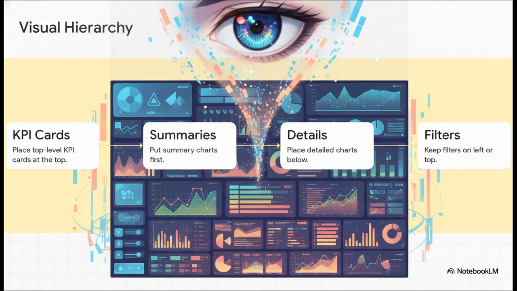All of these elements come together to create visual hierarchy. When you're arranging a dashboard, you have to position the most important insights where the eye naturally goes first, which is usually the top left. So start by placing your top-level KPI cards at the very top. Then drop your high-level summary charts right below those, followed by the more detailed, granular charts at the bottom. Oh, and keep your filters consistently on the left or the top so they're always super easy to find.